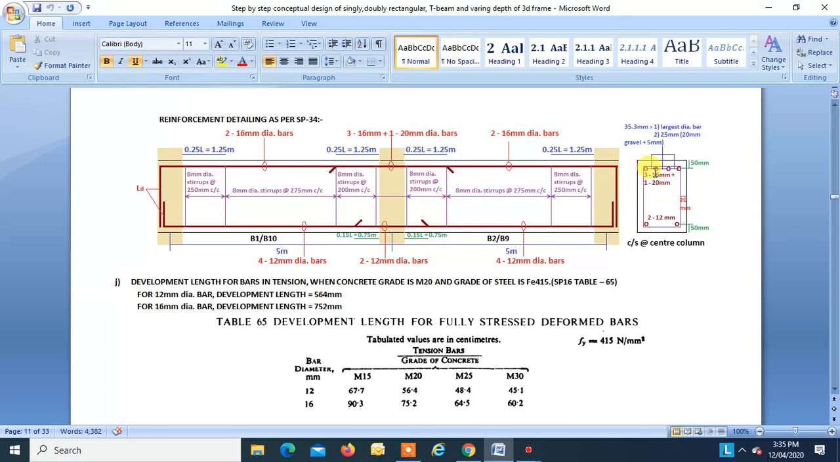Okay, so the clear distance between the bars should be greater than the largest diameter, 20 mm, or 25 mm, that is 20 mm gravel plus 5 mm buffer, right? So that is equal to 20 plus 5 is equal to 25. So out of these two, maximum is 25. So our clear spacing between the two bars should be greater than 25, and ours is 35.3. So it's okay, it's fine, right? So that is how we have to do the check, so that the bar is surrounded with concrete properly, okay? And this is the anchorage that we have to provide, which we'll see later, okay?